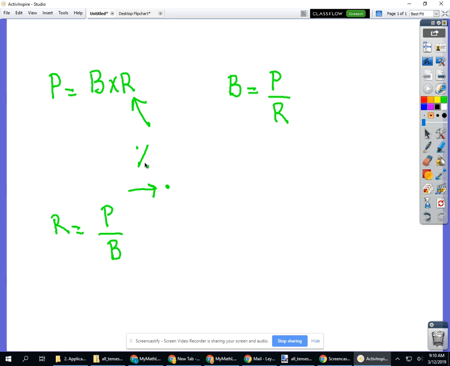Just remember to change the percentages into decimals. And in increase problems, add whatever percentage they give you to 100% before you put in the formulas. In decrease problems, subtract that percentage from 100 before you put in the formula, but it's the same exact formula that you're using over and over again.